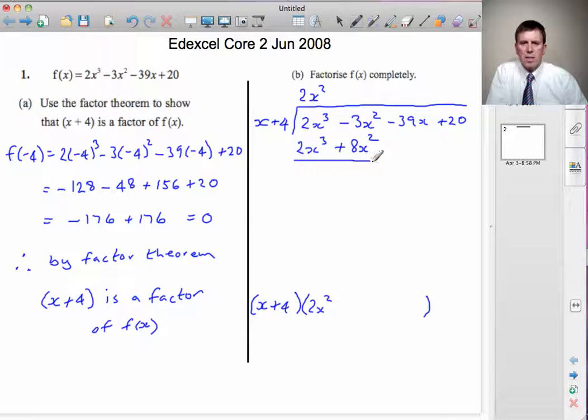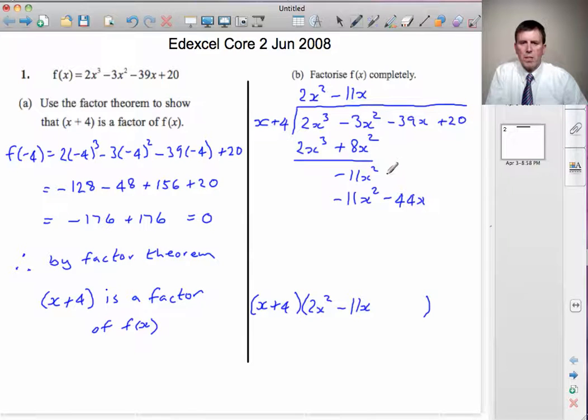And we subtract to see what's left. The x cubes disappear. Minus 3x squared minus plus 8x squared. Minus a plus is a minus, so we've got minus 3x squared minus 8x squared, which is minus 11x squared. Now what do we multiply x by to get minus 11x squared? Answer, minus 11x. So that will be the second term in this bracket. Minus 11x times x is minus 11x squared. Minus 11x times plus 4 is minus 44x.